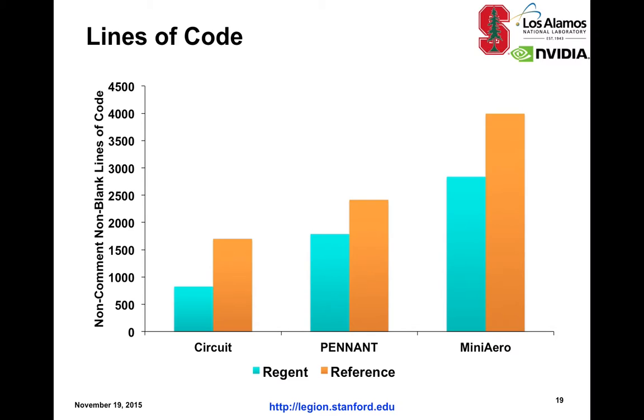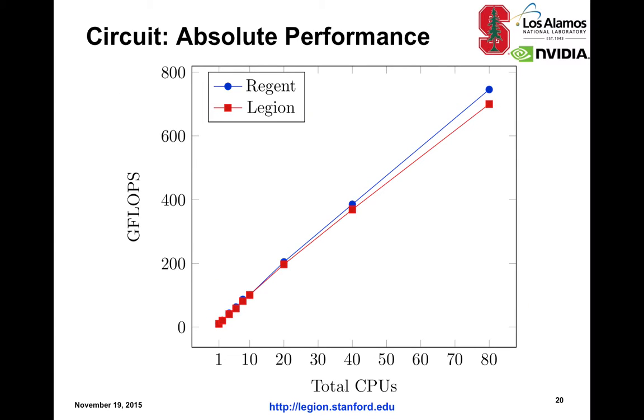And what we found was that the Regent vectorization pass was able to recover all of that vectorization performance without requiring the user to write any manual vector instructions. So if we look at Circuit absolute performance, what we find is that Regent performed better than the Legion reference implementation by a couple of % at every node count. This is measuring up to 8 nodes running 10 CPU cores per node.